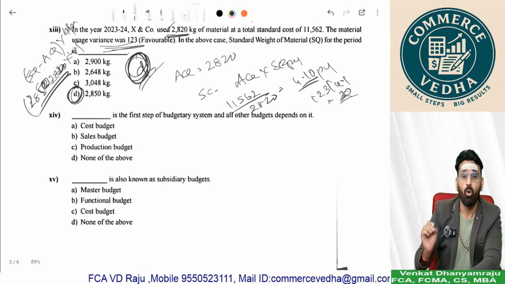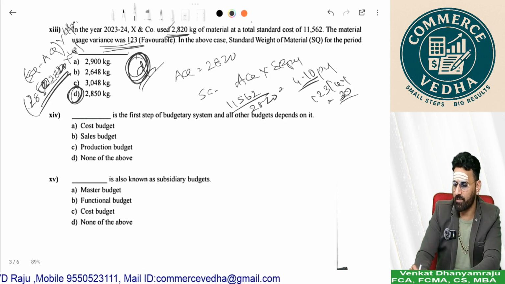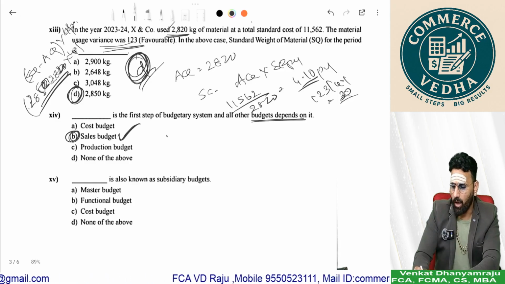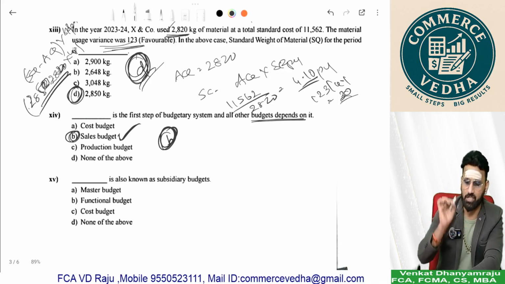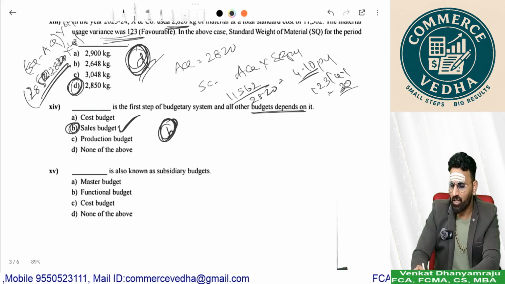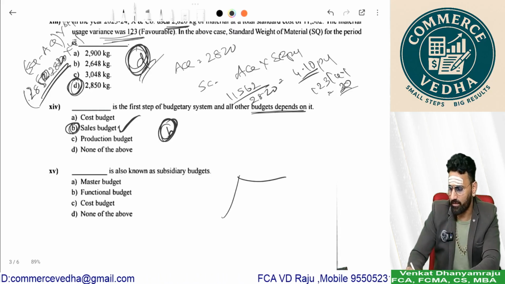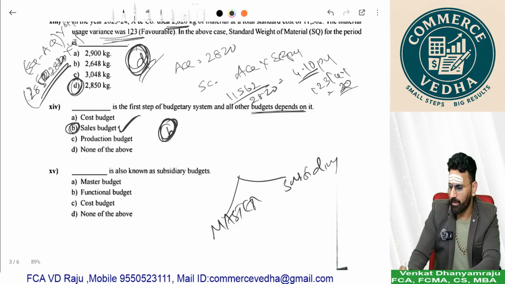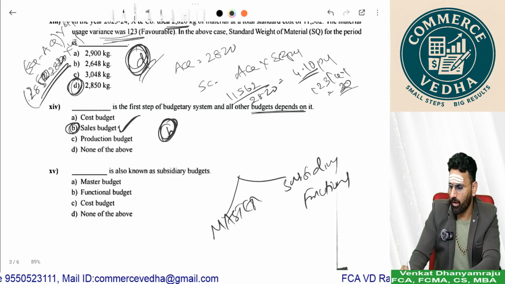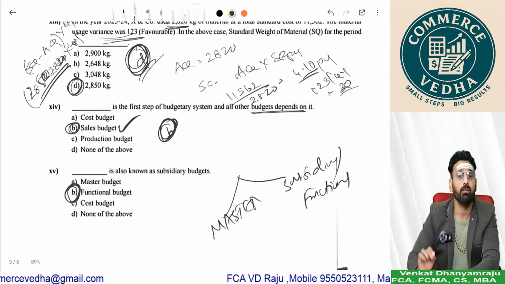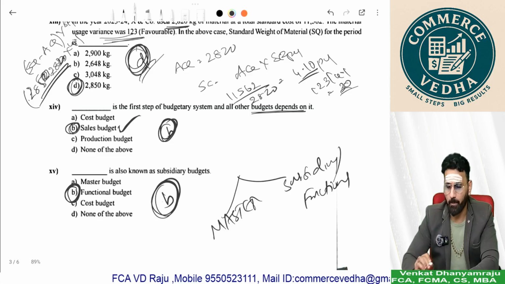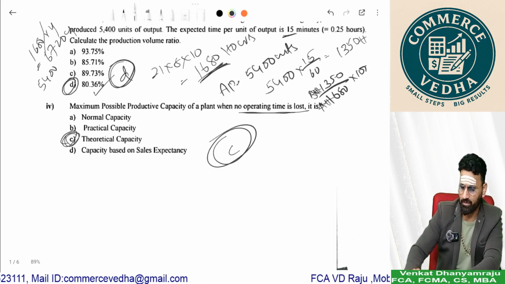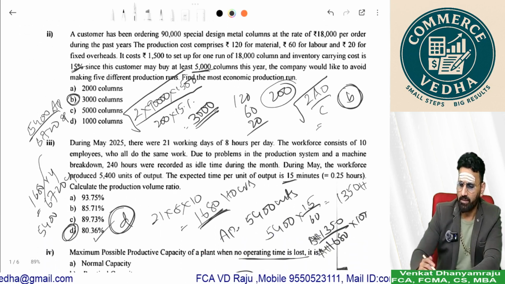And what is the first step of budgetary system and all other budgets depends on it? Obviously sales budget. All budgets are dependent on sales budget. Dash is also known as subsidiary budgets. We have main two budgets. One is master, second is subsidiary. Subsidiary is nothing but all functional budgets. All functional budgets are called as subsidiary budgets. So answer is B.